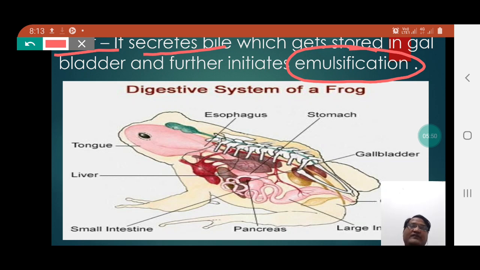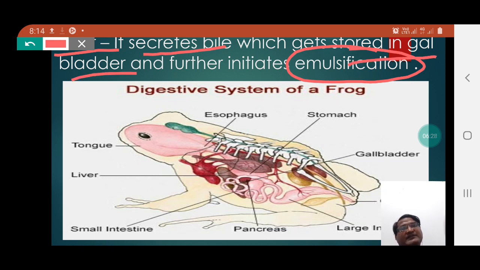Emulsification is the process in which fats get digested into fatty acid plus glycerol. So, students, we can say that if bile juice will not be secreted from liver, then the digestion of fat will not take place. And apart from that, bile which is secreted from liver also gets stored in gallbladder.